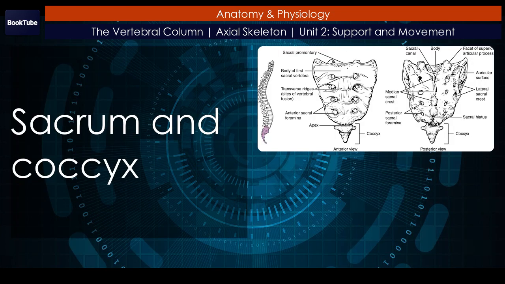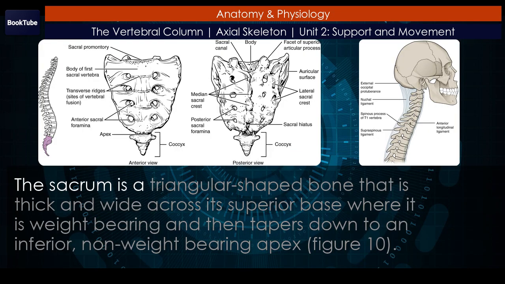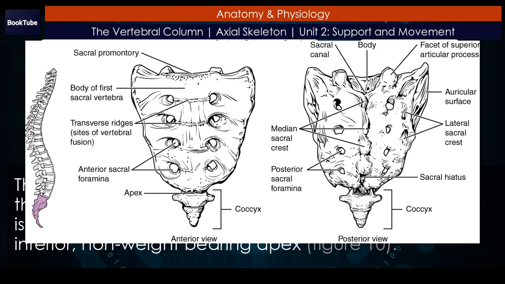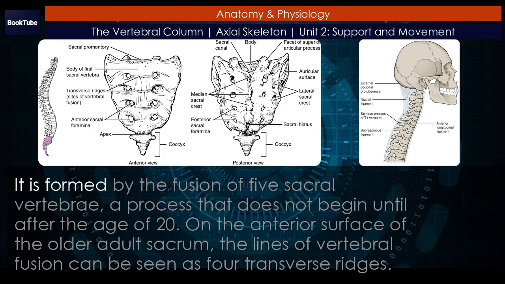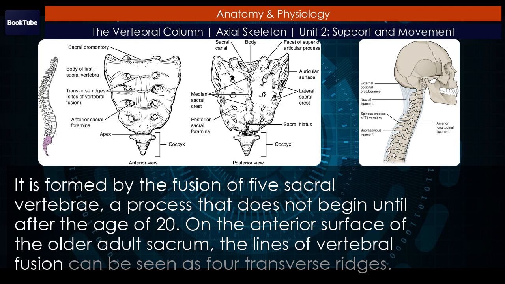Sacrum and coccyx. The sacrum is a triangular-shaped bone that is thick and wide across its superior base where it is weight-bearing and then tapers down to an inferior, non-weight-bearing apex, Figure 10. It is formed by the fusion of 5 sacral vertebrae, a process that does not begin until after the age of 20. On the anterior surface of the older adult sacrum, the lines of vertebral fusion can be seen as 4 transverse ridges.